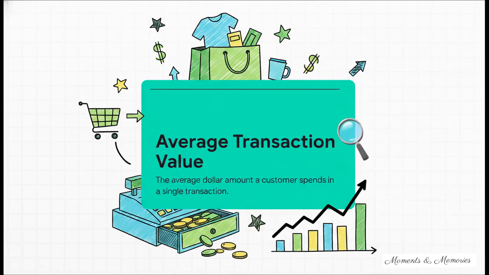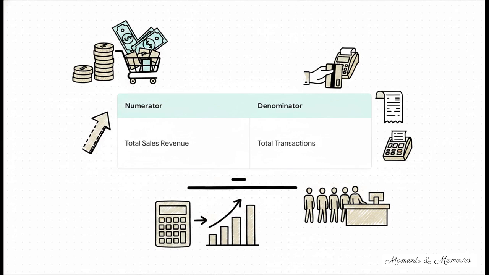So what exactly is it? Well, average transaction value, or ATV, is simply the average dollar amount a customer drops in a single transaction. Think of it as the monetary foundation of your shift. When that register drawer pops open, how much value are you actually capturing? The math here is incredibly straightforward. It's just a simple fraction. Your numerator is your total sales revenue, and the denominator is your total number of transactions. You're literally just taking the total revenue you made and dividing it by the number of times you rang someone up.